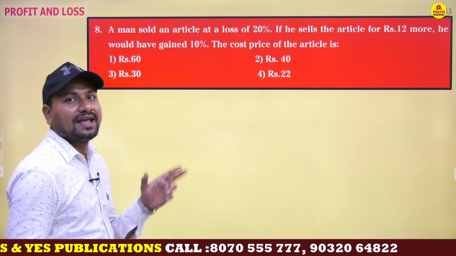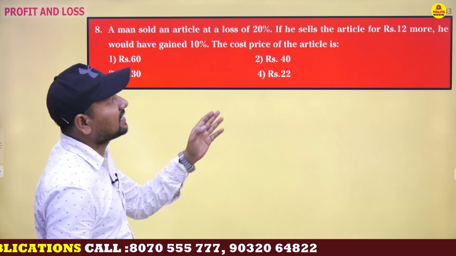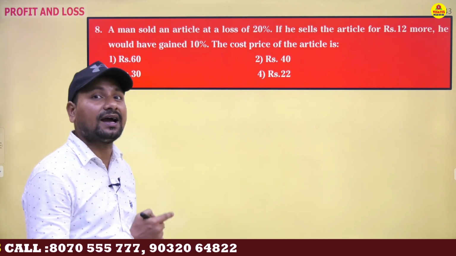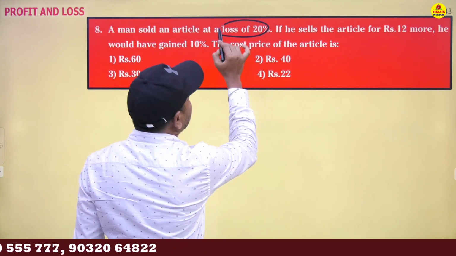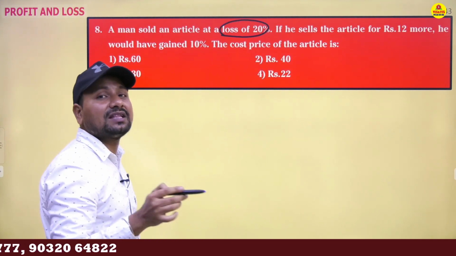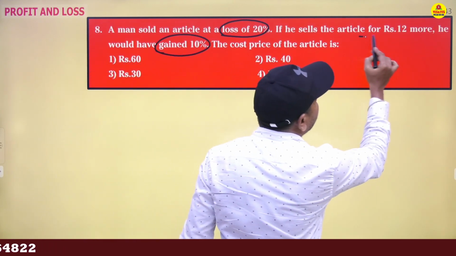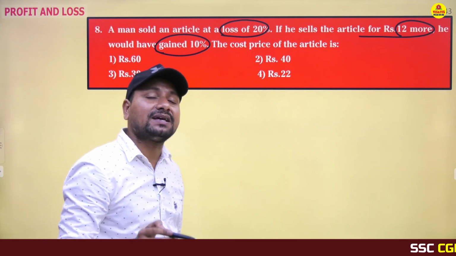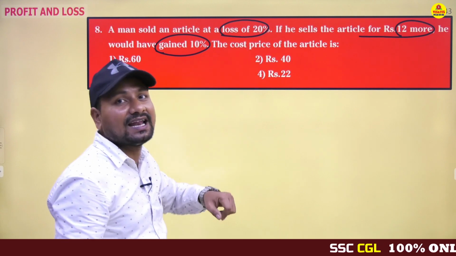Look at the question, the 8th one. A man sold an article at a loss of 20%. If he sells the article 12 rupees more, he would have gained 10%. First time he sold the article with a loss of how much percentage? 20%. Second time he is ready to sell the article at 10% profit, with an increase of how many rupees more? 12 rupees more. Okay, when he is increasing the selling price, automatically he is getting the profit of 10%. Then previously he is getting a loss.